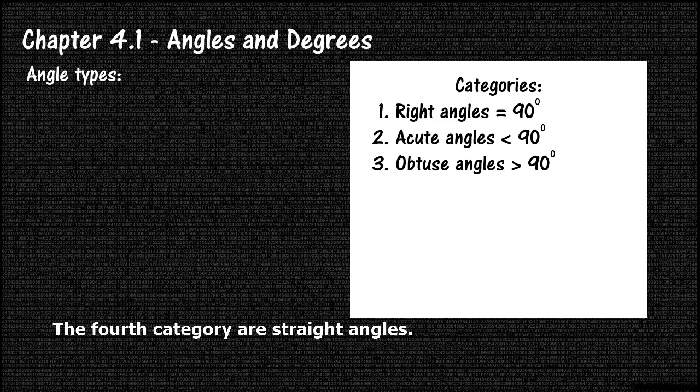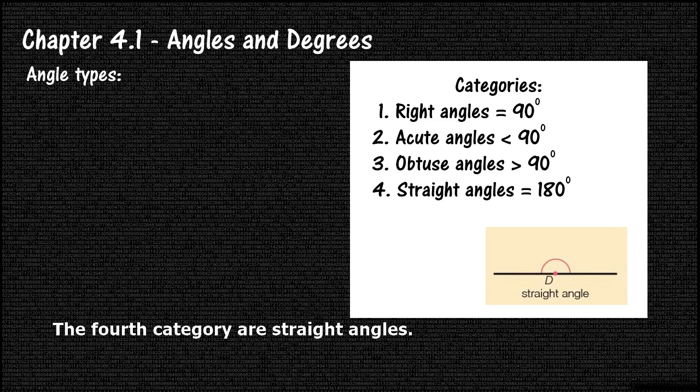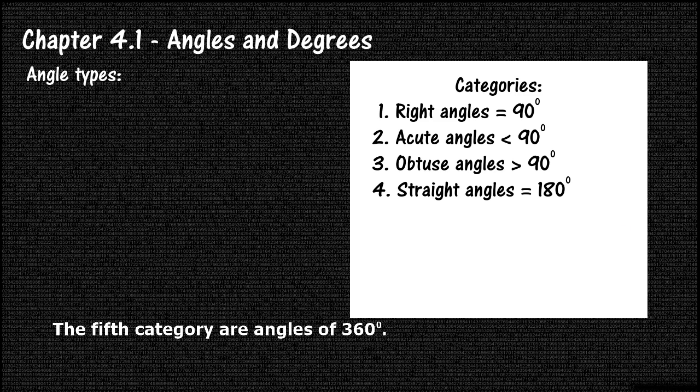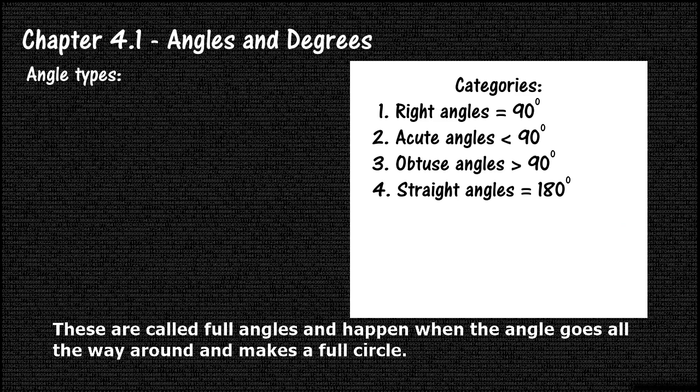The fourth category are straight angles. A straight angle is an angle that is precisely 180 degrees. This happens when the arms are going in the opposite way, so it kind of looks like a straight line with a point in the middle. The fifth category are angles of 360 degrees. These are called full angles and happen when the angle goes all the way around and makes a full circle.